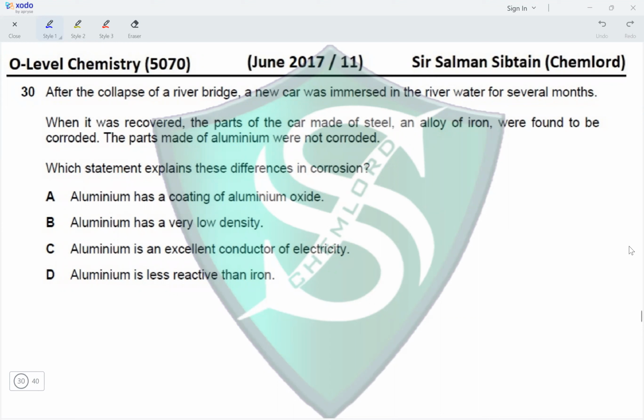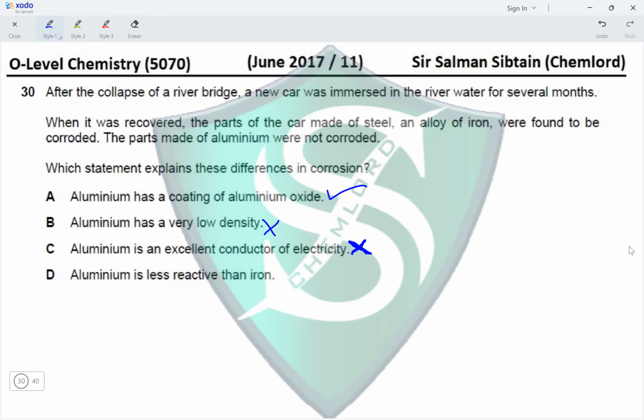Aluminum has a coating of aluminum oxide. Yes. Aluminum has a very low density. The fact is true, but is not the reason for aluminum not corroding. Aluminum is an excellent conductor of electricity. Again, this is true for aluminum, but it is not the reason for it not to be corroded. And aluminum is less reactive than iron. This is also true, but again, it is not the reason for aluminum not corroding.